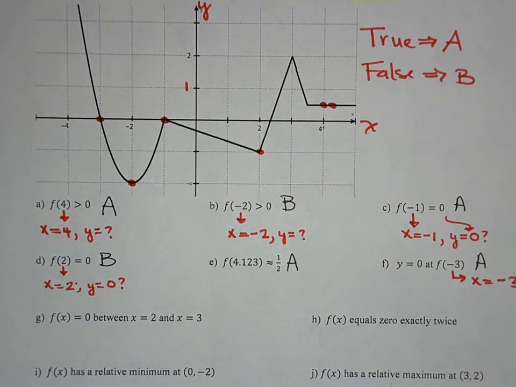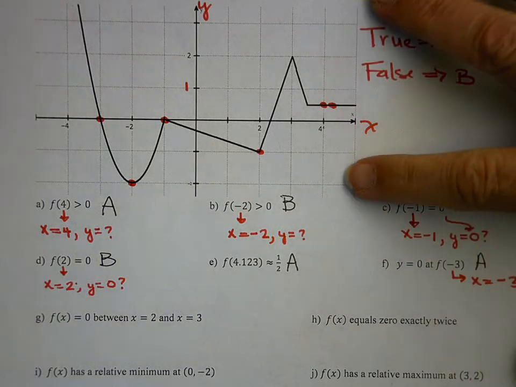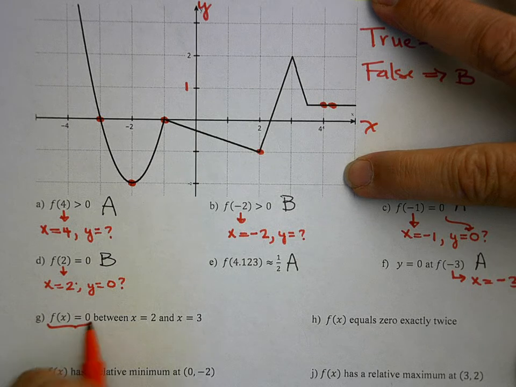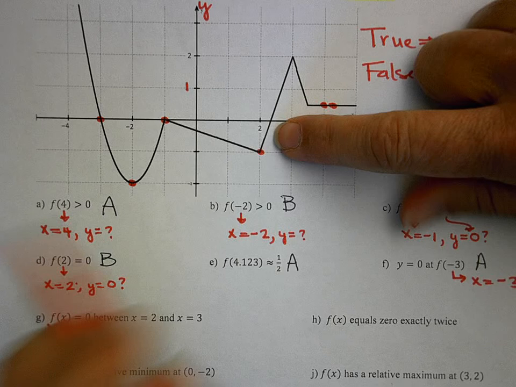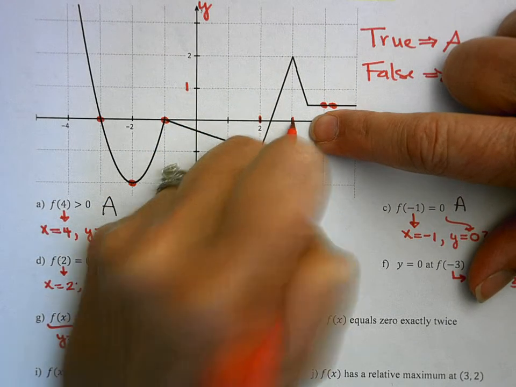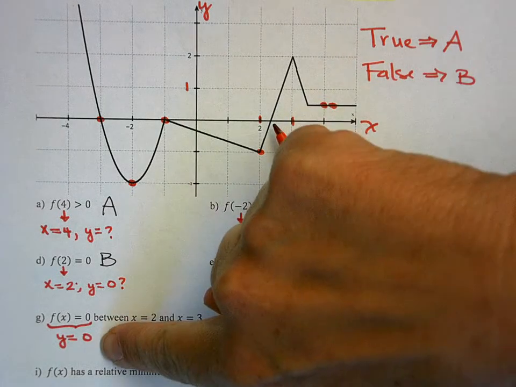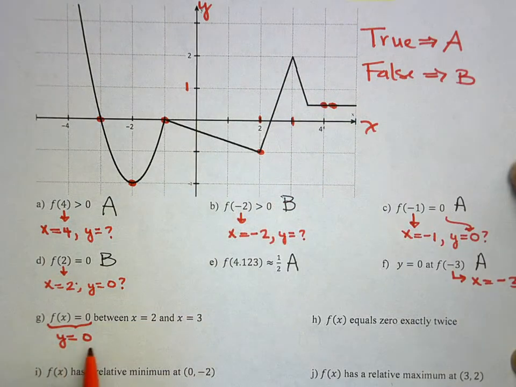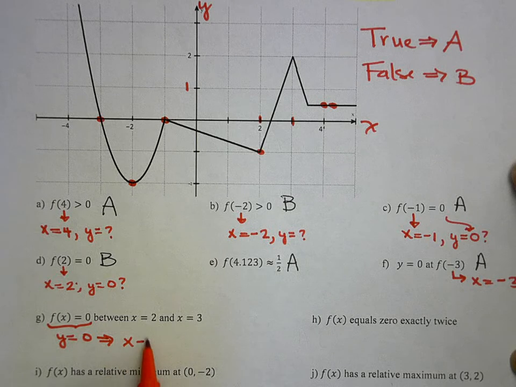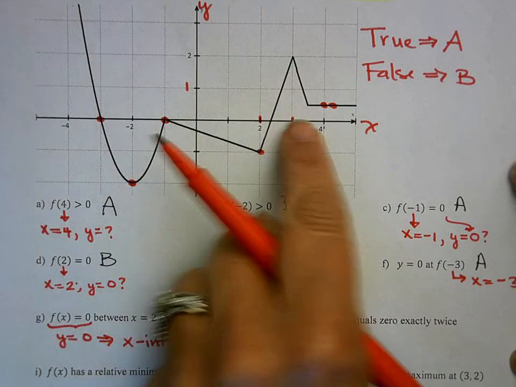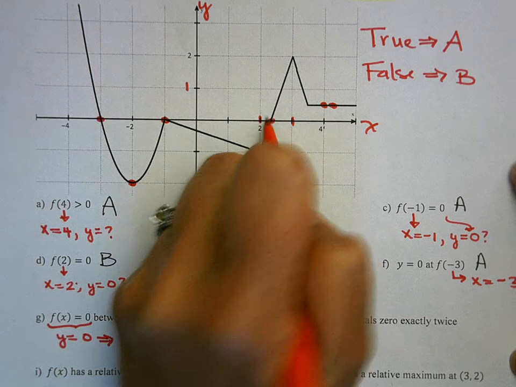All right, and then G is f of x equal to 0 between 2 and 3. So f of x equaling 0, so that means the y value, right? Because f of x is y. Somewhere between 2 and 3. So here's x equals 2 and x equals 3. So is there an x-intercept, right? Because that's what that's asking. When y is equal to 0, that means x-intercept. Is there one somewhere between 2 and 3? And sure, there's one right there, so that would be true.